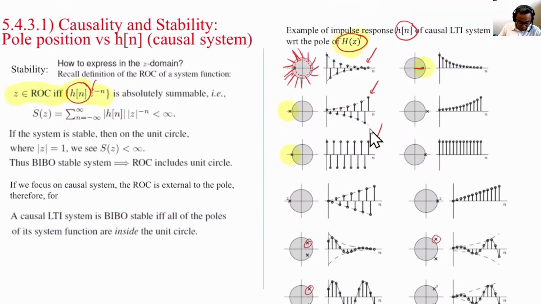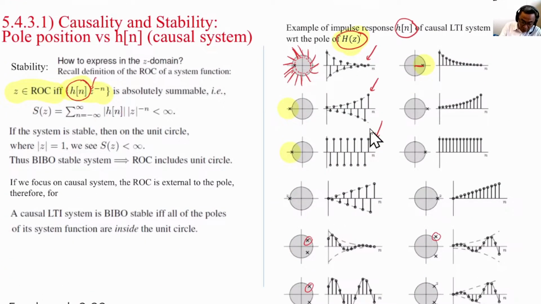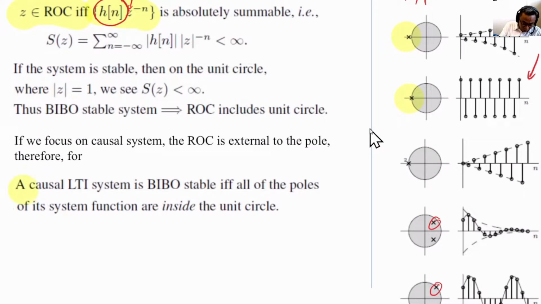So with that, the final take-home message is this: a causal LTI system is BIBO stable if all the poles are inside the unit circle. Thank you.